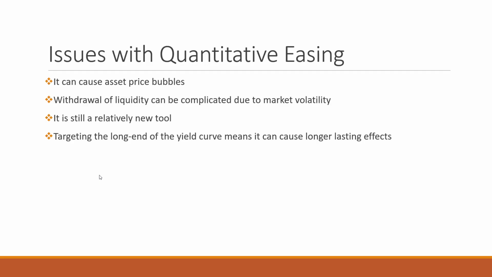And the final issue you have with QE is, because you're targeting the long end of the yield curve, it means that it can cause longer lasting effects on the economy. Like we said, the withdrawal of the liquidity can be quite complicated, and you don't know what effect all of that stimulus is going to have a few years down the line. In the initial stages, it's going to create some inflation, which is a good thing, because you're trying to get the economy to recover. But after that, if it continues to cause inflation, inflation could get out of hand.